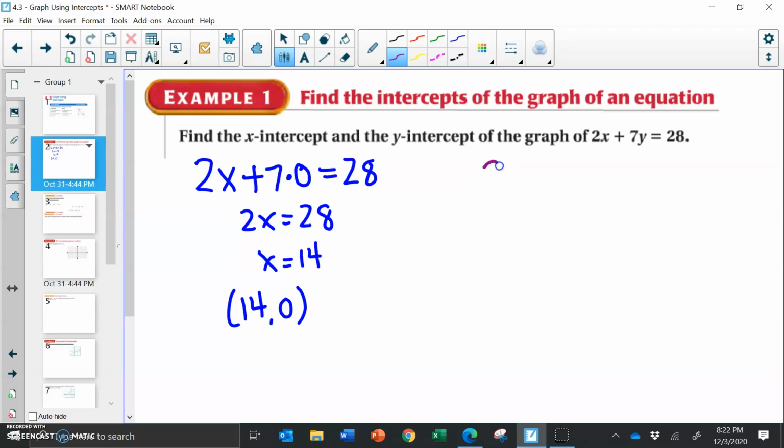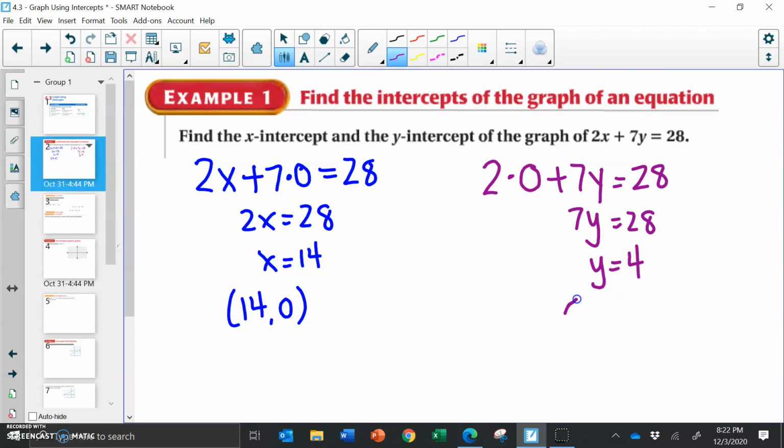To find the y-intercept, you plug in 0 for your x value and solve the same equation. 2 times 0 will be 0. When I solve this, I get that my y value is 4 when my x value is 0.